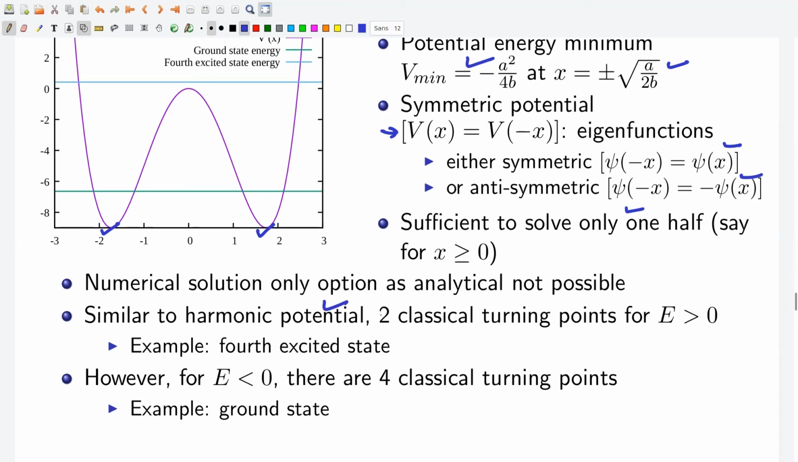Similar to the harmonic potential, there are two classical turning points in case of double well potential for energy greater than 0. For example, I have shown here the fourth excited state energy, which is greater than 0. And you see that there are two classical turning points in this case. However, for E less than 0, there are four classical turning points. In this plot, this is the ground state energy, and you see that in this case, we have four classical turning points: two for x greater than 0 and two for x less than 0.